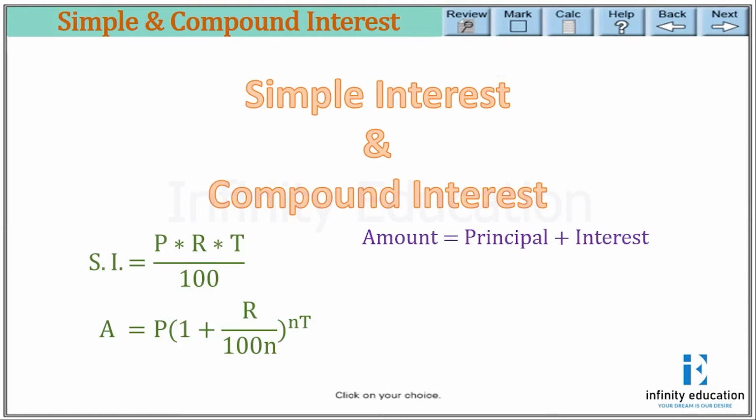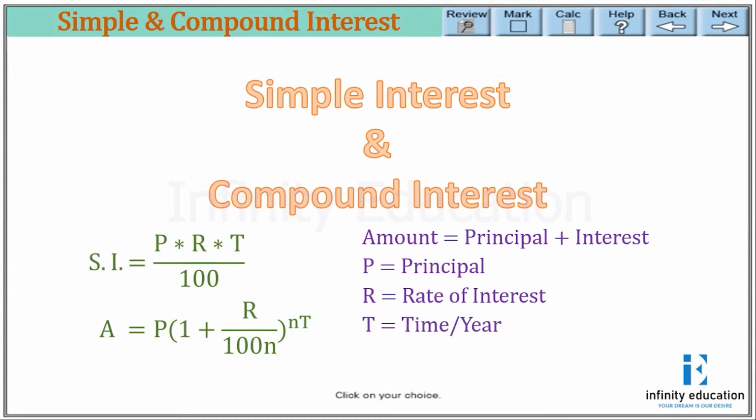Amount is principal plus interest. P is the principal, that is how much was initially deposited. R is the rate of interest, like at what rate the interest is provided. For some banks the interest is something, and for other banks it is something else. T is the time, that is the time period for which the interest amount is being paid.